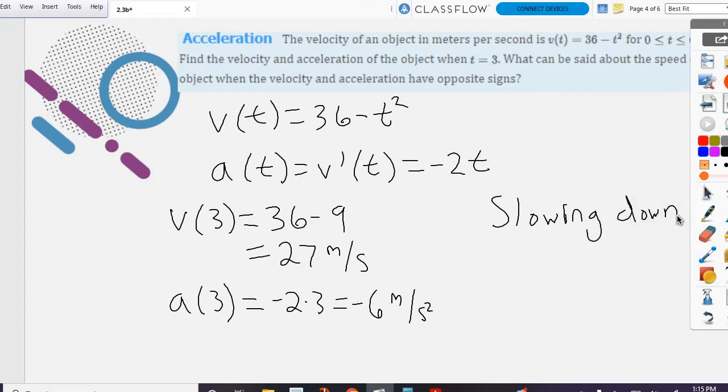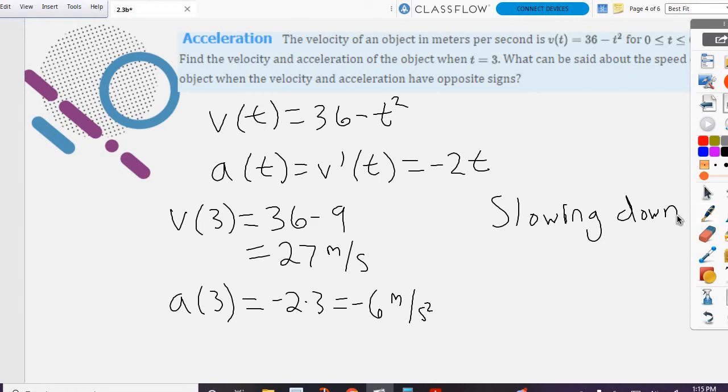What if it was opposite though? What if I had a negative velocity? Then which direction am I moving? Backwards. Okay, backwards. But I had a positive acceleration. Means you're going faster backwards. Or slowing down. So I'm still slowing down, right? Because they're still opposite signs.